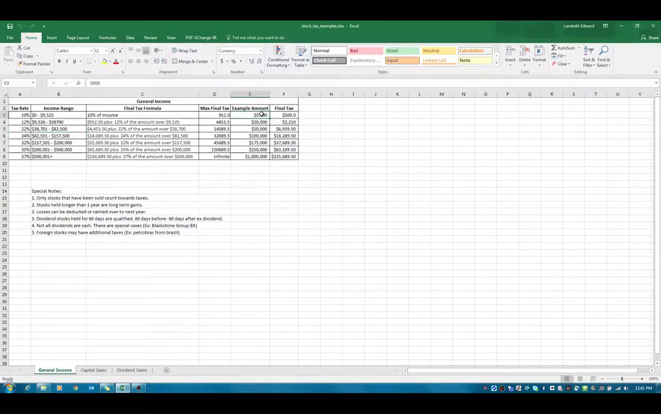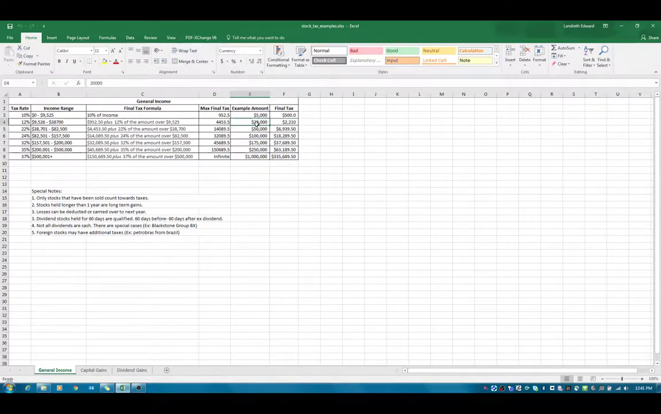The first one is $5,000. If you make $5,000, then your income is in this first bracket and it will only be taxed at 10%. So your final amount being taxed is 10% of this amount. Again, I'm going to click through all of these cells that have formulas so that you can copy them later if you want to test it out and make sure you understand it. This is the most basic one you can do. It's just a straight 10% of income.